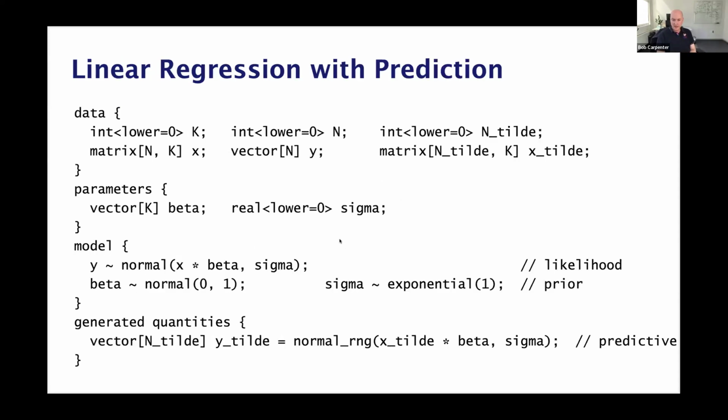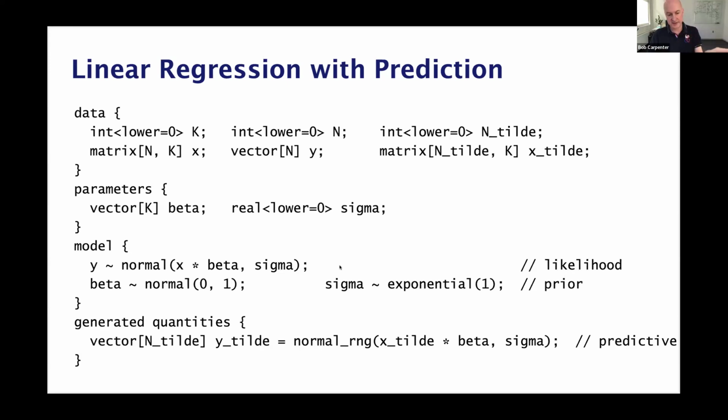Let's look at something a little more complicated. This is a linear regression, and it does prediction for new data. We have a number of dimensions, k, that we're taking for the regression. Our data is a design matrix x with n observations, and y is our actual observations. Then we have n tilde and x tilde, which are held out data for which we want to make predictions. The idea is we want to predict y tilde based on x and y. We want to do posterior predictive inference for an unknown y tilde, given everything we've observed.